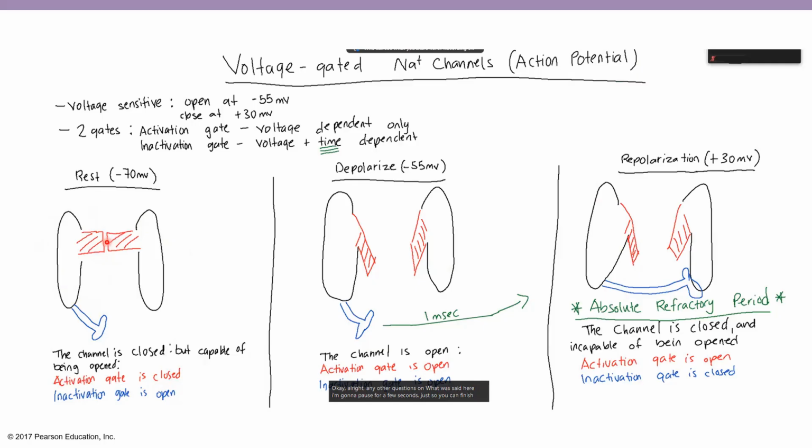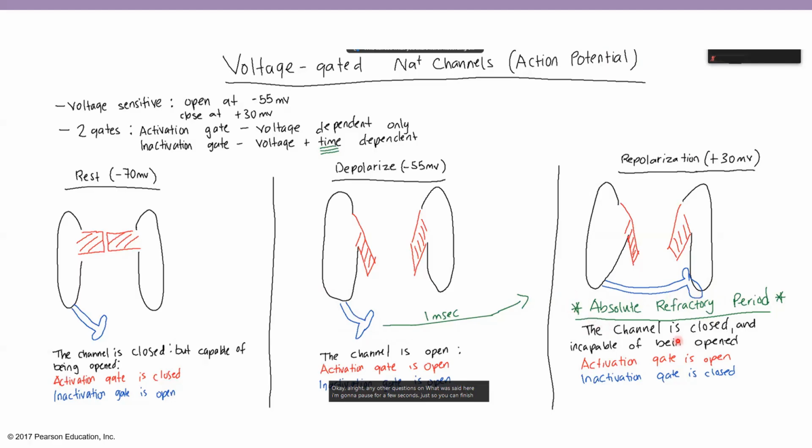So if we had a strong enough graded potential or summation of graded potentials, we could open up the channel, but it's currently at -70, and so the activation gate is closed. Now, when we do get to -55, the activation gate opens, the timer on the inactivation gate goes off. So both gates are open, but importantly, the timer on the inactivation gate starts as soon as we get to -55. And so there's only 1 millisecond of depolarization until that inactivation gate closes.